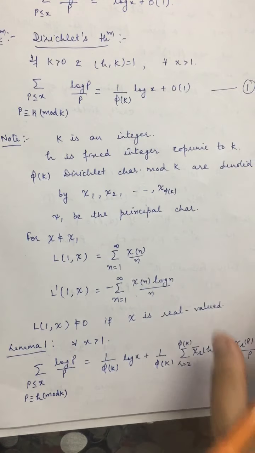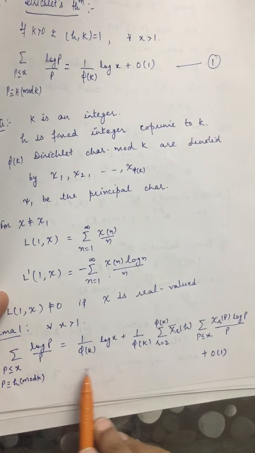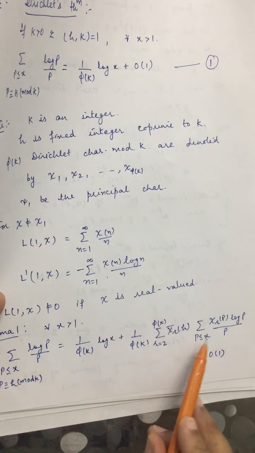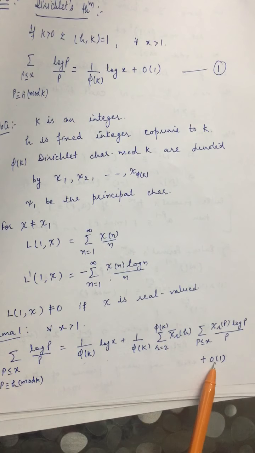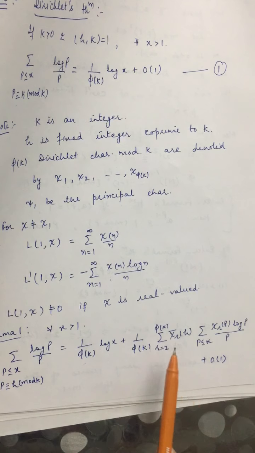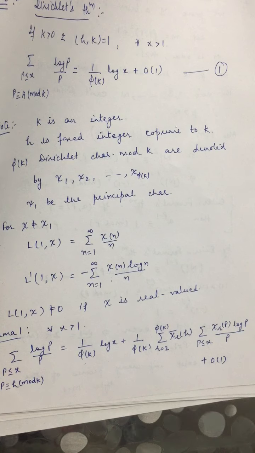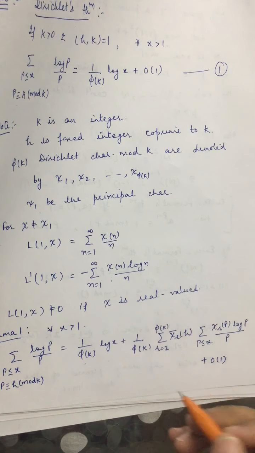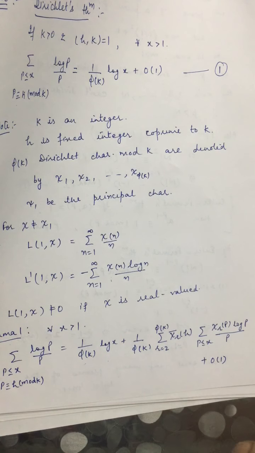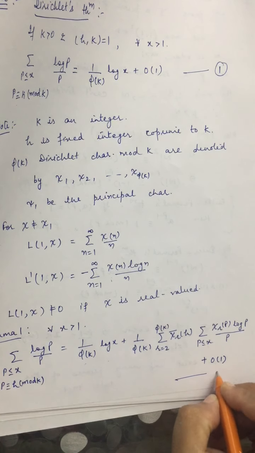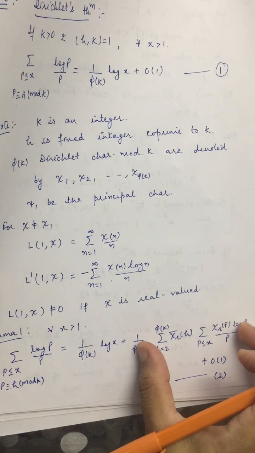Now in this lemma, if we prove this lemma, we will prove that this summation is equal to 1 by phi k log x plus this term plus order of 1. But in the theorem we need only 1 by phi k log x plus order of 1. So we don't need this term. That means we want to prove this term is 0. Only then this sum is equal to 1 upon phi k log x plus order of 1, and then the theorem will be proved. So let us say this equation is equation 2. That means we want to prove this sum is 0.